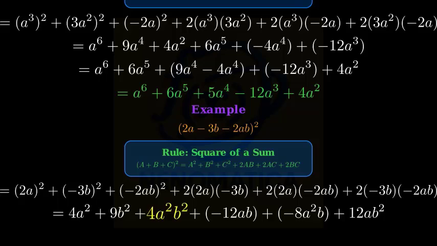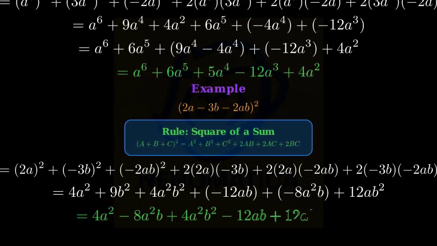2a squared becomes 4a squared. Negative 3b squared becomes 9b squared. Negative 2ab squared becomes 4a squared b squared. For the cross terms, 2 times 2a times negative 3b becomes negative 12ab. 2 times 2a times negative 2ab becomes negative 8a squared b. 2 times negative 3b times negative 2ab becomes 12ab squared.